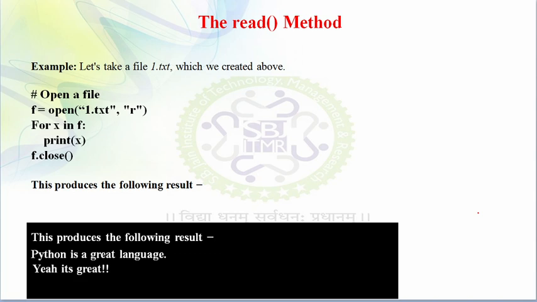Now the next thing is, suppose you don't want to use the readline function, you want to read the complete line directly by using the for loop. That is also possible in Python. You will open the file 1.txt in read mode, and then you will use for x in f. f means your object. For x in f, you will print the value of x, so it will read all the lines and print your 1.txt, which is: Python is a great language, yeah, it is great. And after that we will close the file as usual.